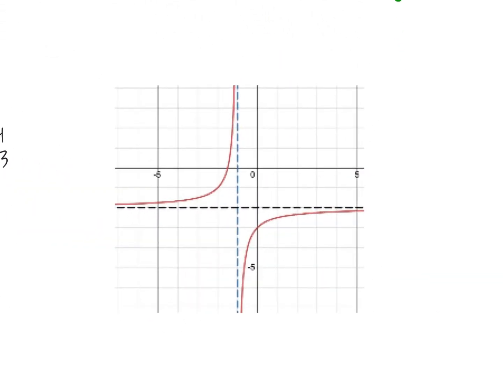And then finally, in this last one, you can see how we moved to the left. My vertical asymptote went from x is equal to 0 all the way to x is equal to -1. And my horizontal asymptote also moved down, so it's y is equal to -2. You can see that shift down 1, 2.